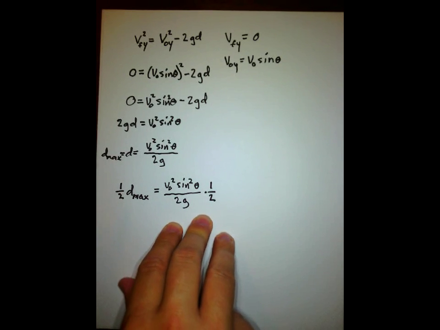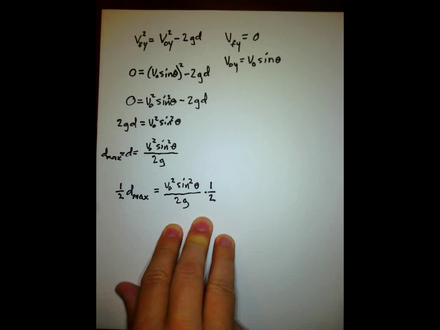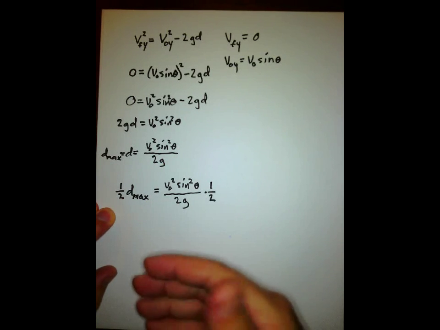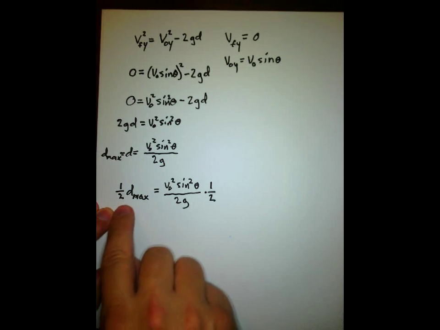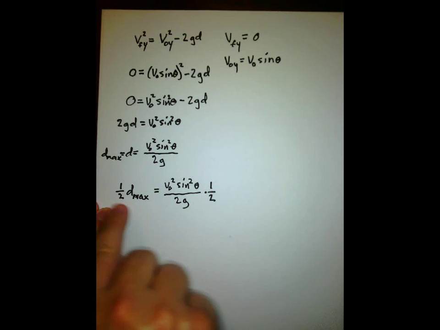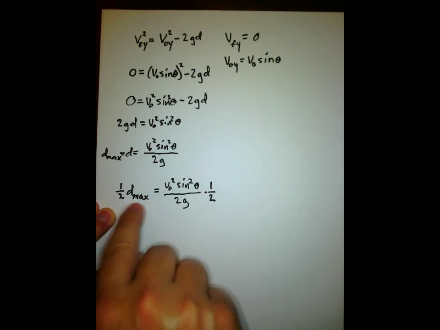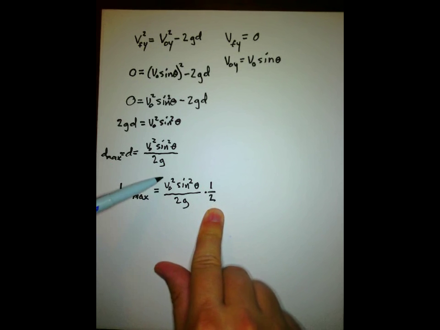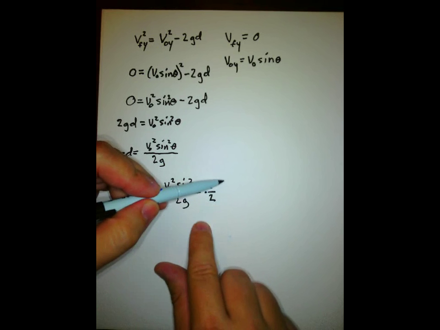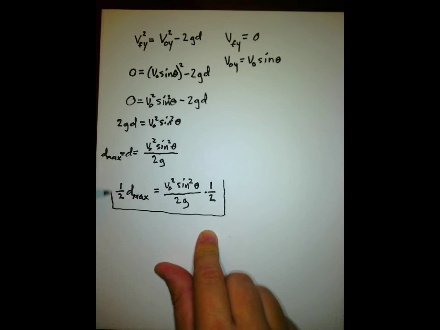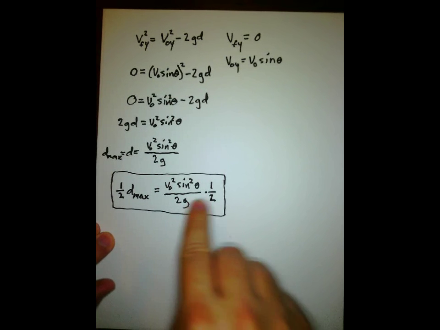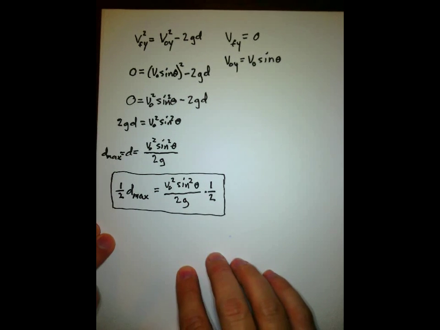This is just our old rule from algebra, right? Whatever I do to one side, I got to do to the other side. So if I have an equation for D max and I want to know what half of D max is, well, I got to take D max and multiply times a half. And whatever I do to one side, I got to do to the other side. So now this quantity right here is half of D max.